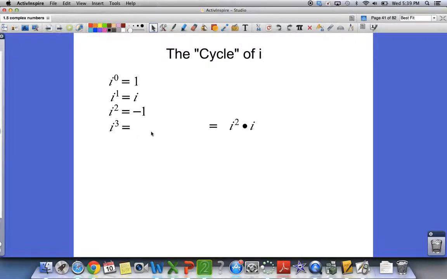2 plus 1 is 3. So i squared times i is the same thing as i cubed. But we already know what i squared equals. i squared equals -1, so I'm going to substitute i squared with -1. And what's -1 times i? -1 times anything is the negative of that thing, so it's -i. So I can say i cubed is the same thing as -i.